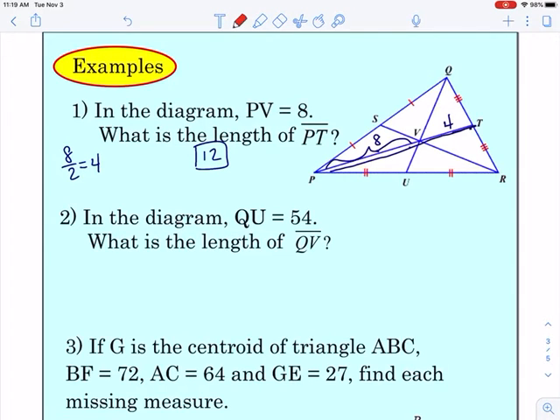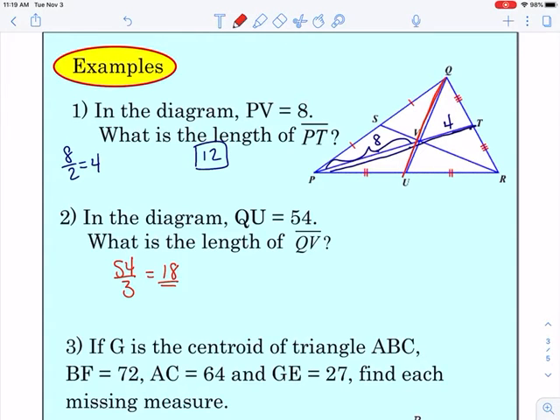So now if QU is 54, all 3 pieces that make up that line, again, if they're in the ratio of 2 to 1, it's a total of 3 pieces that make up that line. So all 3 pieces of that line are 54. We want to know the length of QV. So let's find out what one part of that line would be by taking that 54 and dividing it by 3. When you take 54 and divide it by 3, you're going to get an answer of 18.